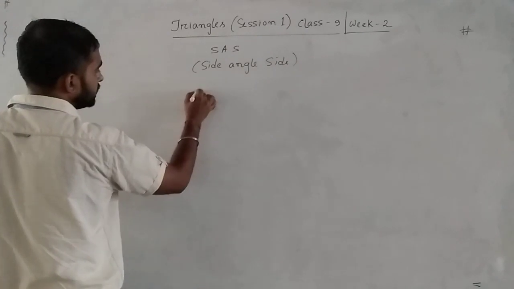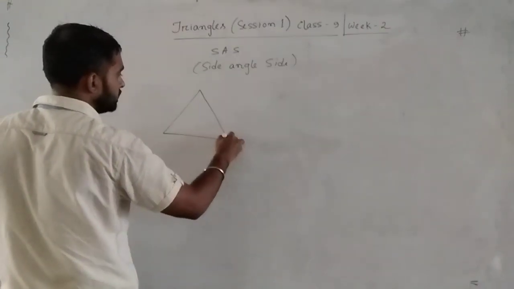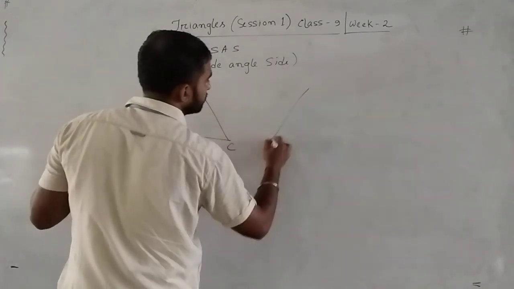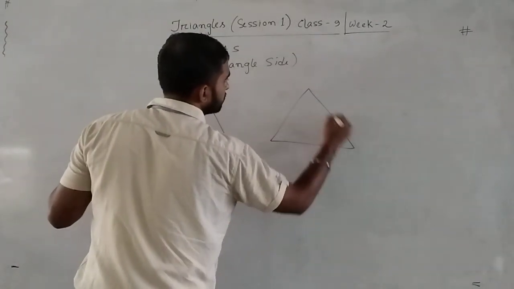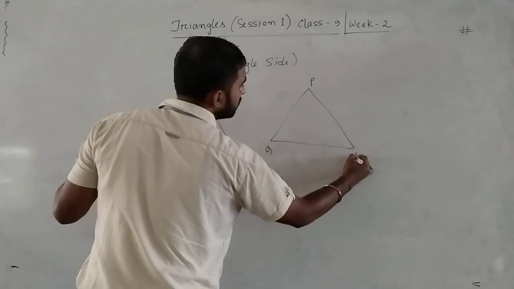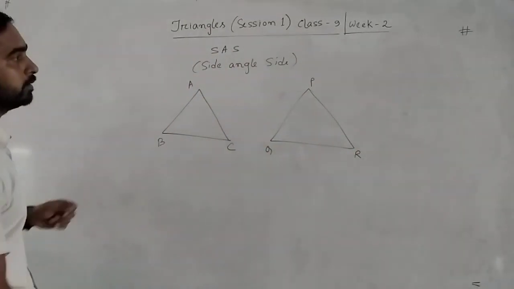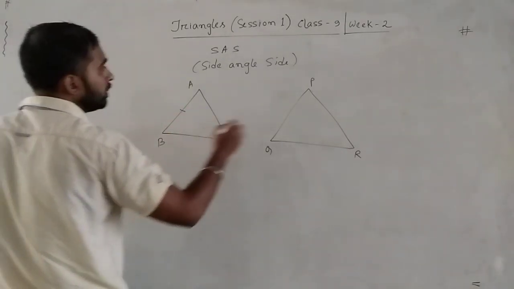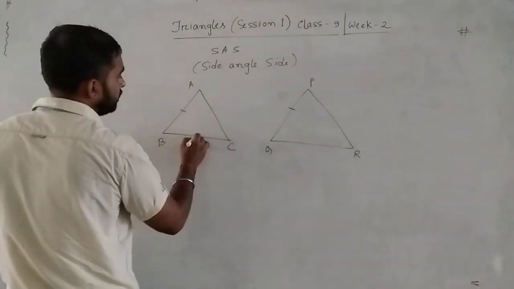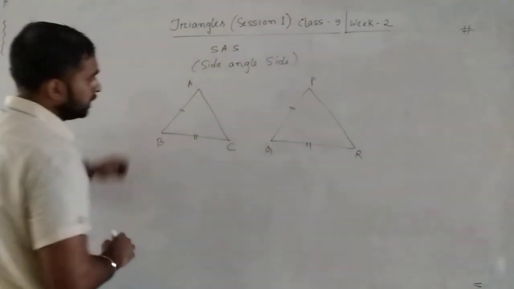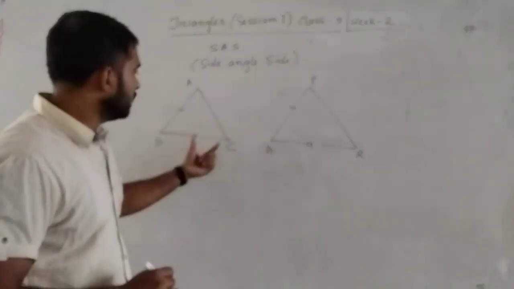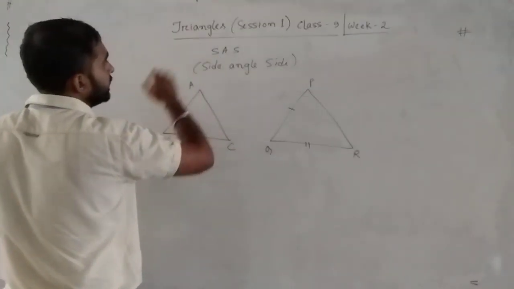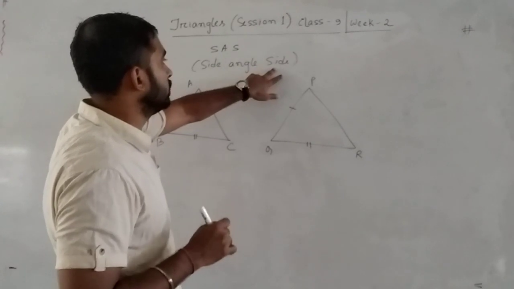Again, suppose these are the triangles. ABC congruent PQR. Now here AB equal to PQ and BC equal to QR. Now the condition is side, angle, side. The angle between the sides should be equal.